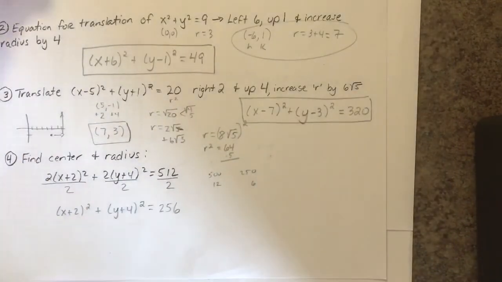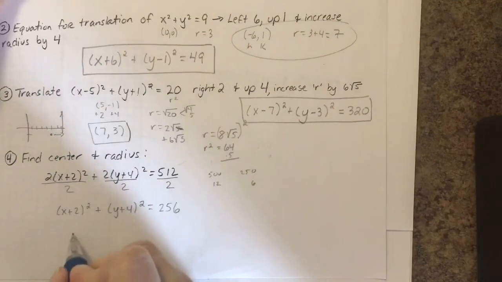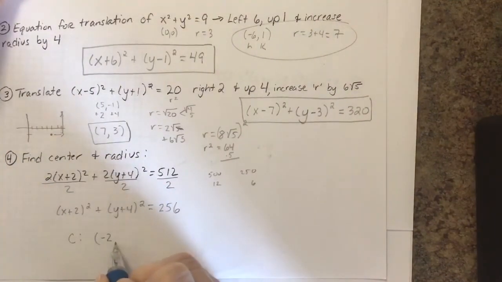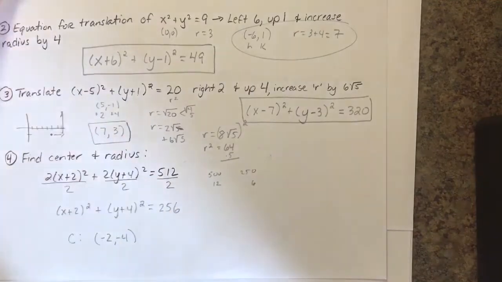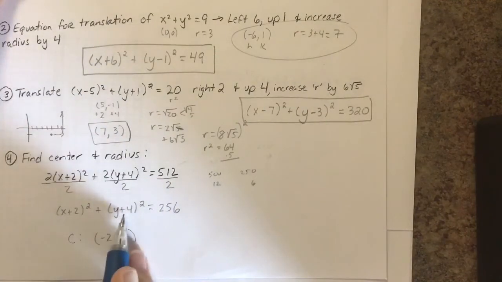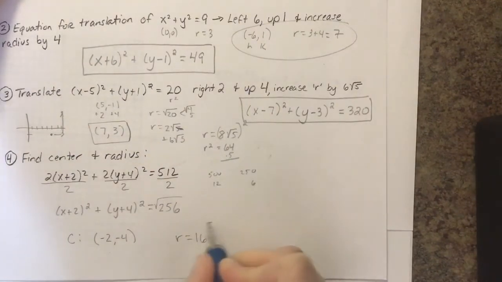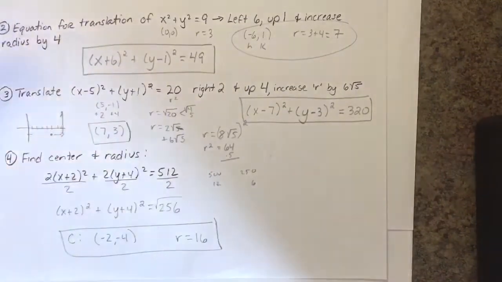So, center, (h, k). H is negative 2, k is negative 4, because it's minus a negative, minus a negative. Radius is square root of 256, 16. Center and the radius.